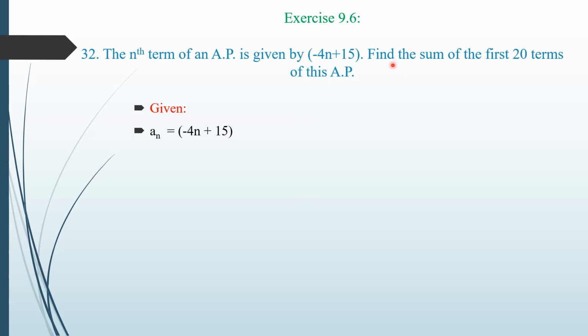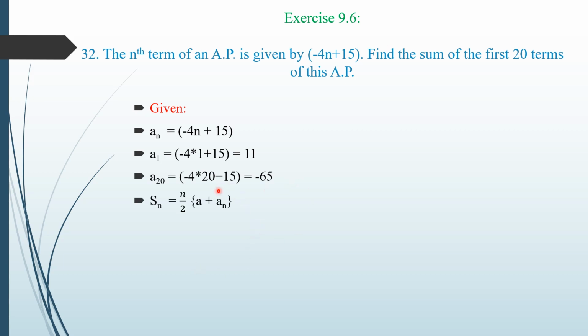In order to find the sum of the first 20 terms of this AP, we need the first term, that is a1, which I will calculate by substituting 1 in place of n here. When I simplify this, I'll get minus 4 into 1 plus 15, that is minus 4 into 1 is minus 4, plus 15 will give me 11. Similarly, I'll calculate the 20th term, that is a20 is equal to minus 4 into 20 plus 15. Minus 4 into 20 will give me minus 80, plus 15 will give me minus 65.